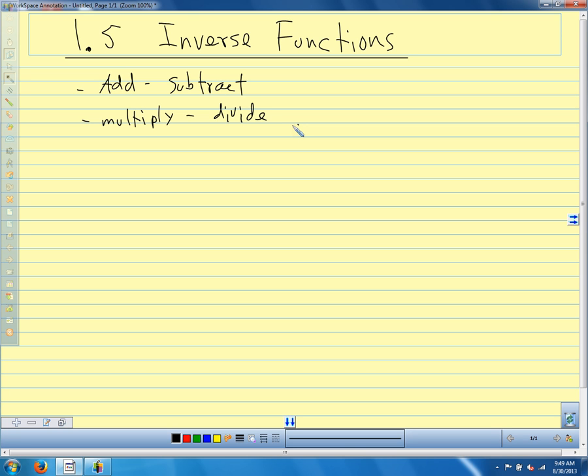I tell my students a lot of times when they're just learning solving equations, what undoes something. So addition undoes subtraction. Multiplication undoes division, and vice versa. So inverse functions, when we're talking about functions, inverse functions undo each other. So we're talking about undoing something. That's our bottom line idea.